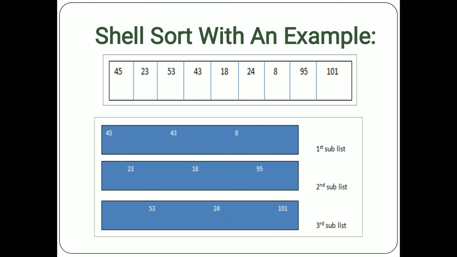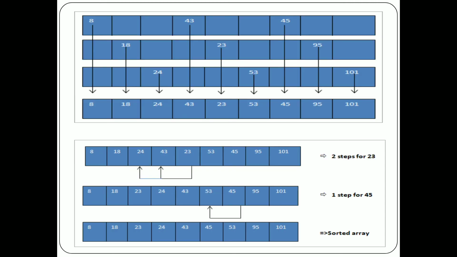If we provide a gap of 3, then we will have the following sublists, with each element 3 elements apart. We then sort these 3 sublists: first sublist, second sublist, and third sublist, as you can see in the slide. The sorted sublists and the resultant list that we obtain after combining the three sorted sublists are as you can see on the slide.